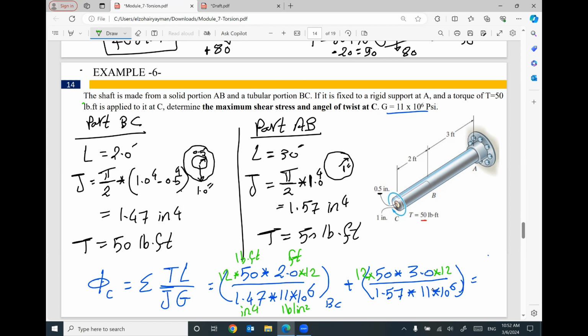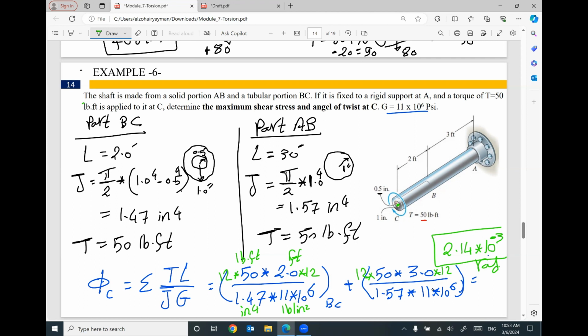It will be 12 times 50 times 2 times 12 divided by 1.47 times 11 times 10 to power 6 plus 12 times 50 times 3 times 12 divided by 1.57 times 11 times 10 to power 6. So the final value will be 2.14 times 10 to power negative 3 radian. This is the angle of twist at the free end C.